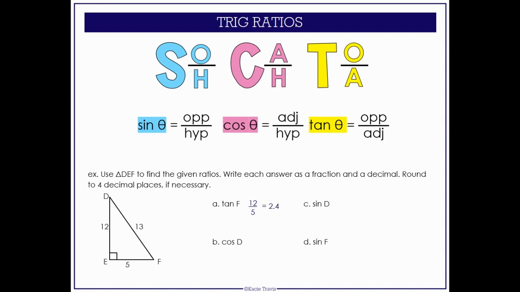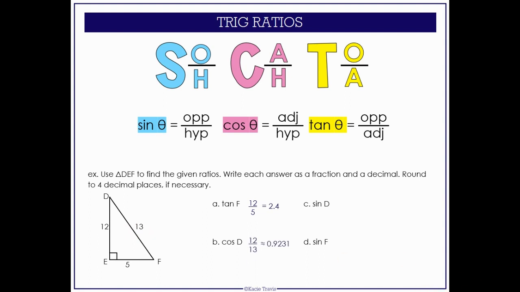Next, we have example B, which has us switching perspectives over to angle D. From this angle, side EF is the opposite side and DE is your adjacent. We're looking for cosine, which is adjacent over hypotenuse. That makes our fraction here 12 over 13. As a decimal, this is about 0.9231.